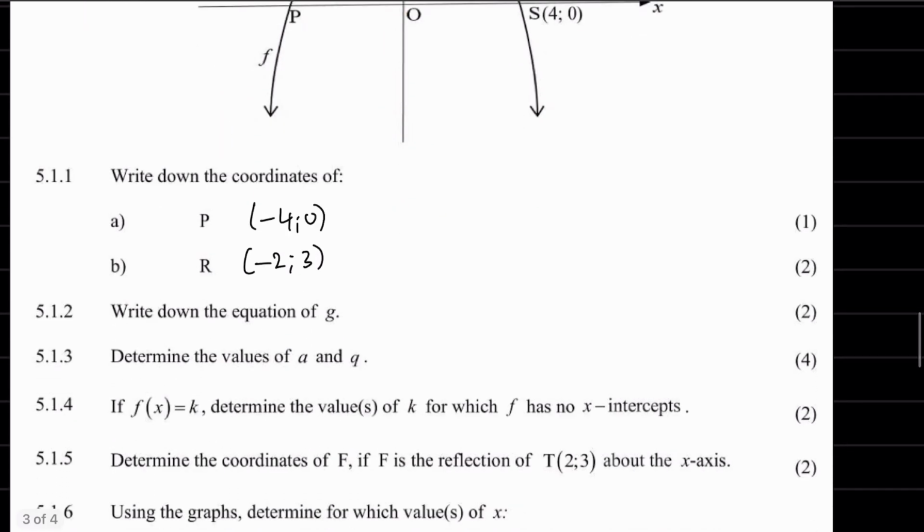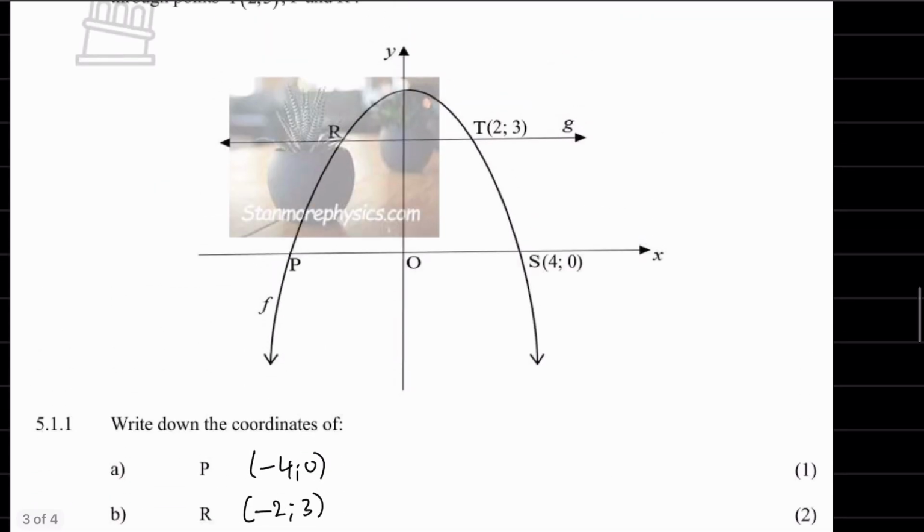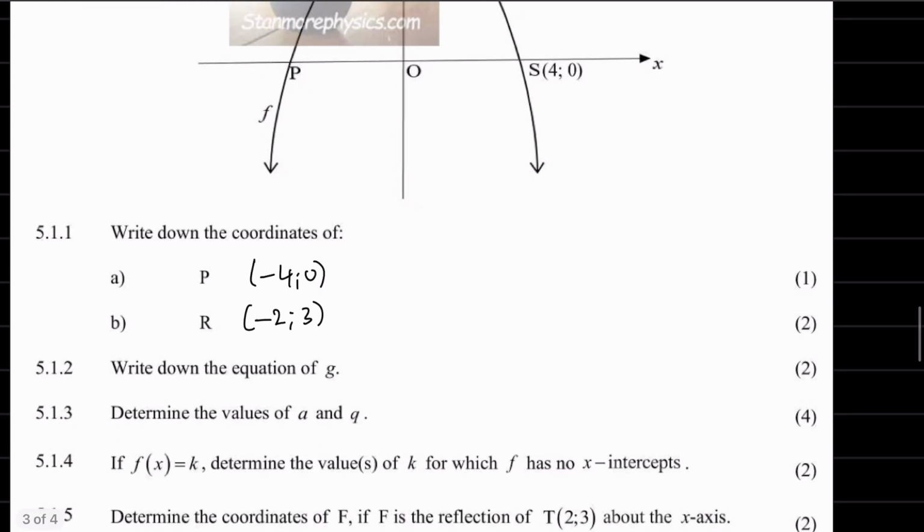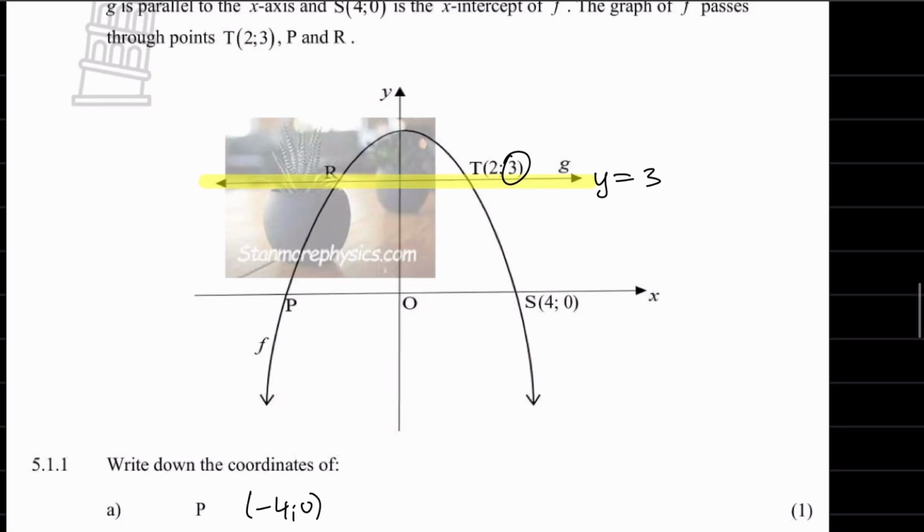Move on. Write down the equation of G. Now what is G? G is the straight line, right? Now don't be confused here. It's not going to be y equals mx plus c. Since it's a straight line, it's simply going to be y equals 3. Right? Straight line parallel to the x-axis, the equation is going to be y equals 3. Okay, let's move on.